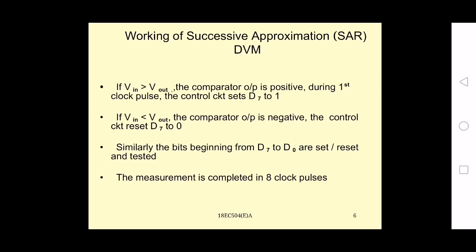So again, that 0 1 all zeros, or 1 1 all zeros, is converted by the digital to analog converter. Again, that is compared with the unknown input voltage. Again the decision is taken by the comparator: if Vin is greater than Vout, the comparator output is positive. So during the second clock pulse, the control circuit sets D6 to 1. Suppose Vin is less than Vout, the comparator output is negative and the control circuit resets D6 to 0.